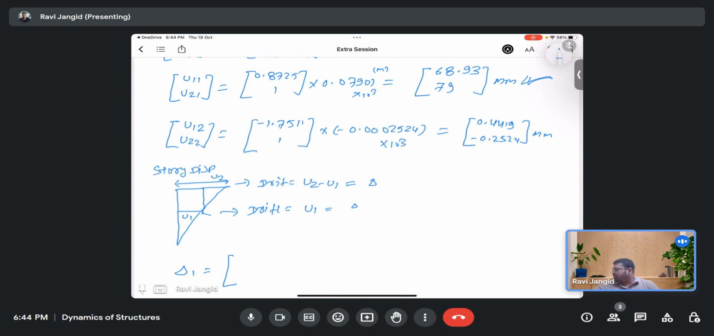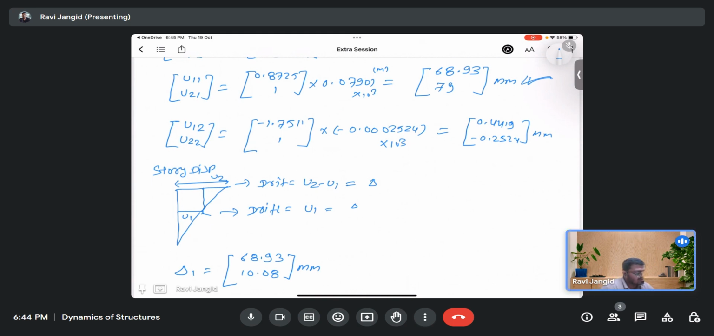Can you give me the drift value using that? 68.93. Yes. For the first story, it is 68.93, and for the second one, it would be 79 minus 68.93, so that would be 10.08. Is it right? Yes, actually, I don't have a calculator right now, but the approximation is like that.